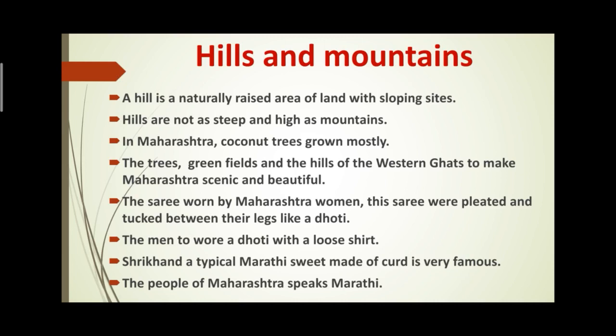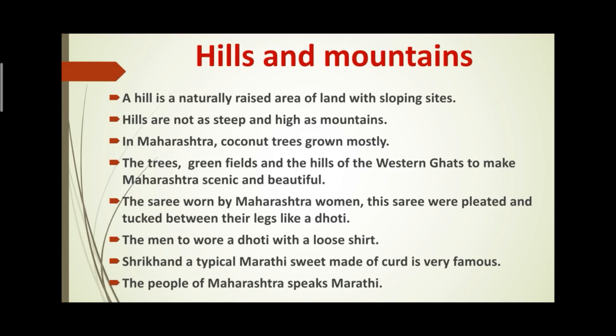Hills are naturally raised areas of land with sloping sides. Mountains are the natural elevation of the earth's surface rising abruptly from the surrounding level. The mountains are quite higher than hills. The Western Ghats give beautiful scenes and views due to their green trees and plants.